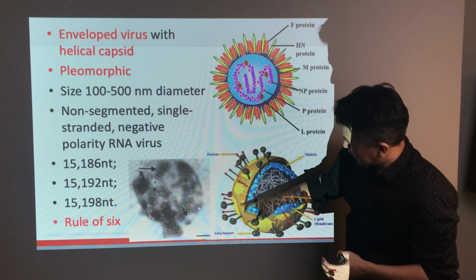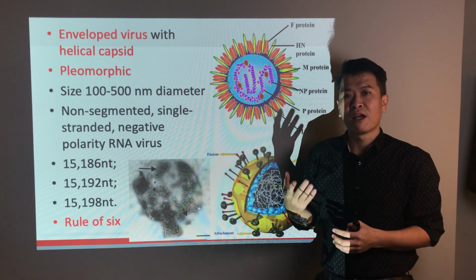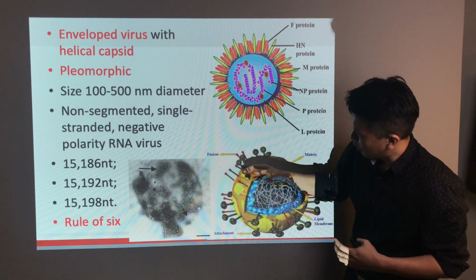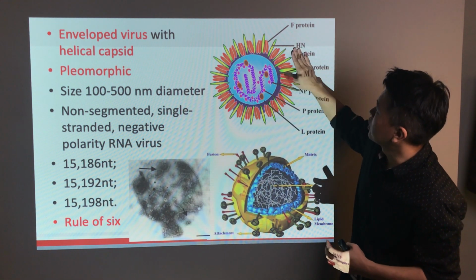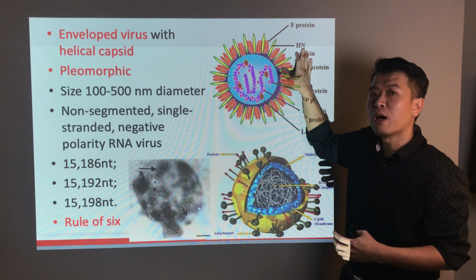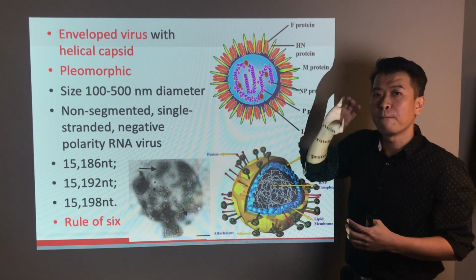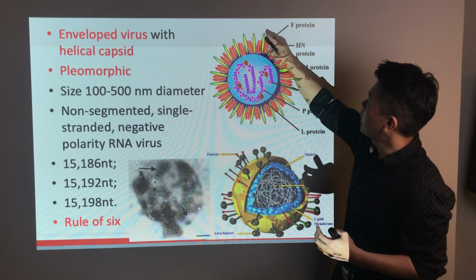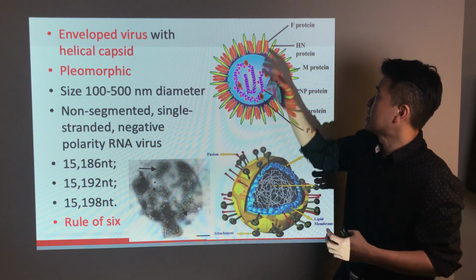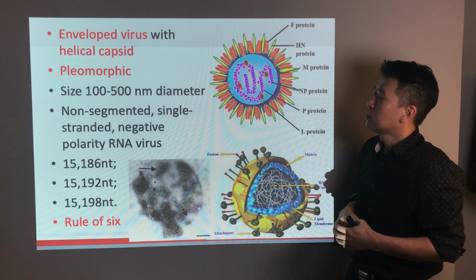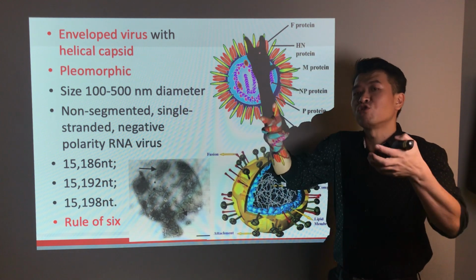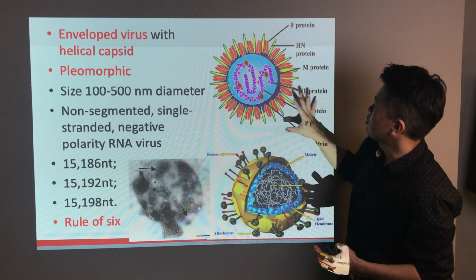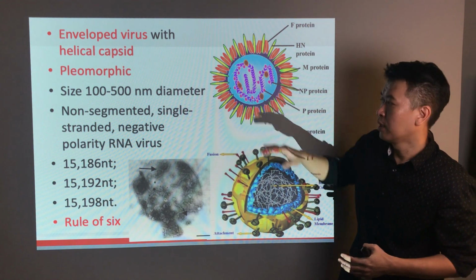Moving out, you have a layer of membrane, which is derived from the host cell membrane. On the surface you have two proteins. One is the hemagglutinin-neuraminidase protein, which plays a role in the attachment of the virus to the host cell. The other is the fusion protein, the F protein, which is responsible for the fusion of the virus into the cell. These are the structural proteins present on the virus.